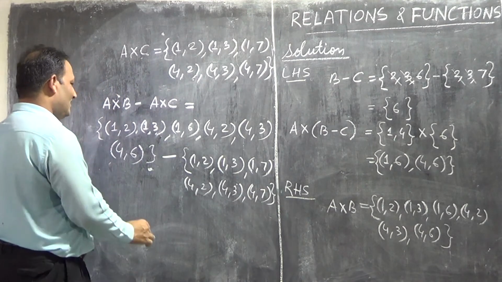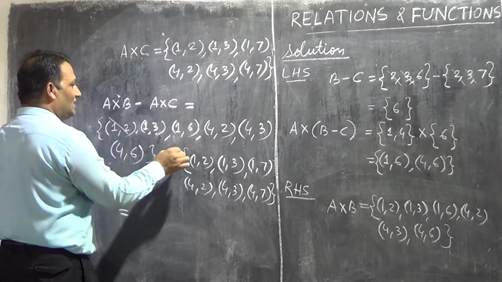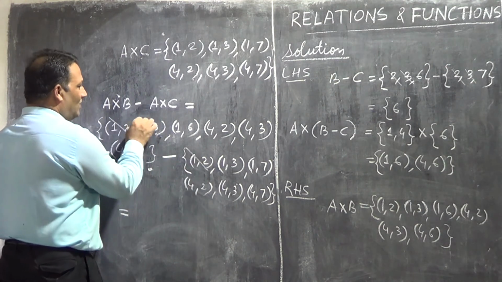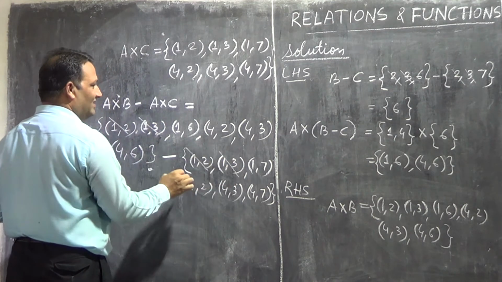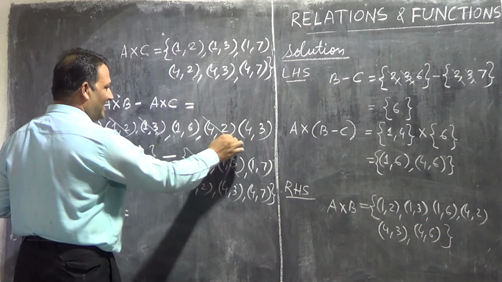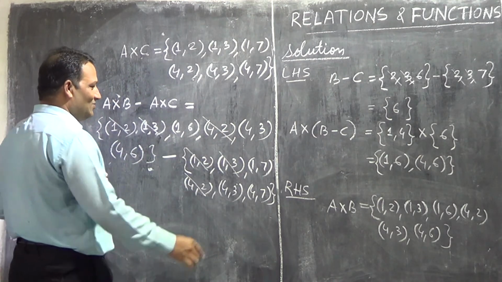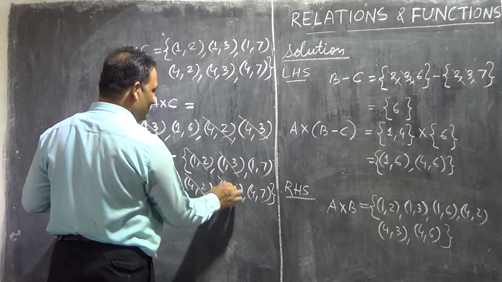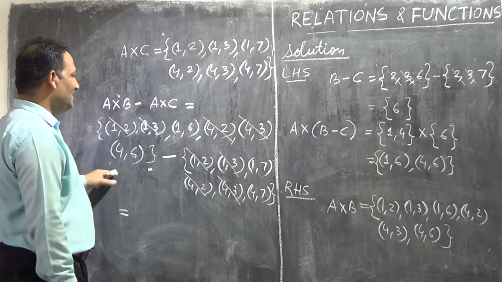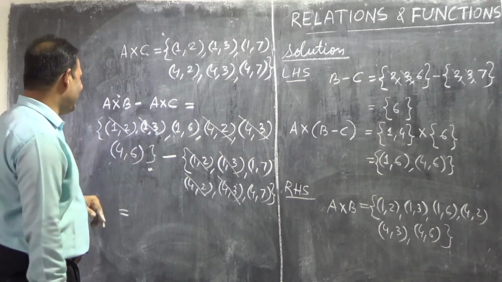Now cancel the common ordered pairs which are present in both: (1,2), (1,2), (1,3), (1,3). (1,6) is not here, children. (4,2) is there here, (4,2) is there. (4,3) is also there. Now you see (4,6) is not there.